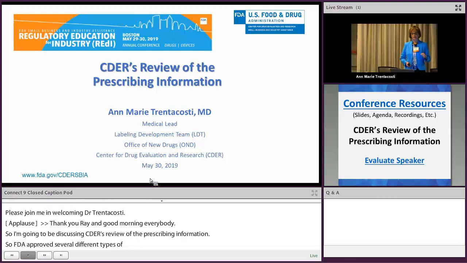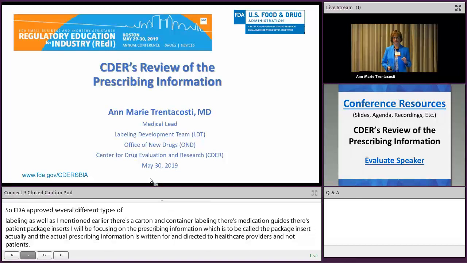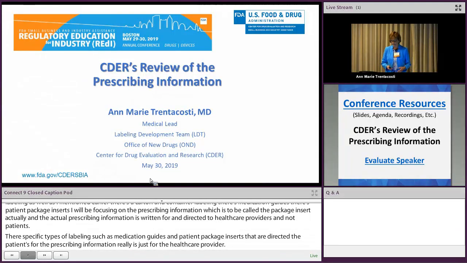And the prescribing information is written for and directed to healthcare providers and not patients. There are specific types of labeling, such as medication guides and patient package inserts, that are directed to patients, but the prescribing information really is just for the healthcare provider. Many of the principles that I'll be discussing about how we review labeling can also be used by applicants in developing labeling.